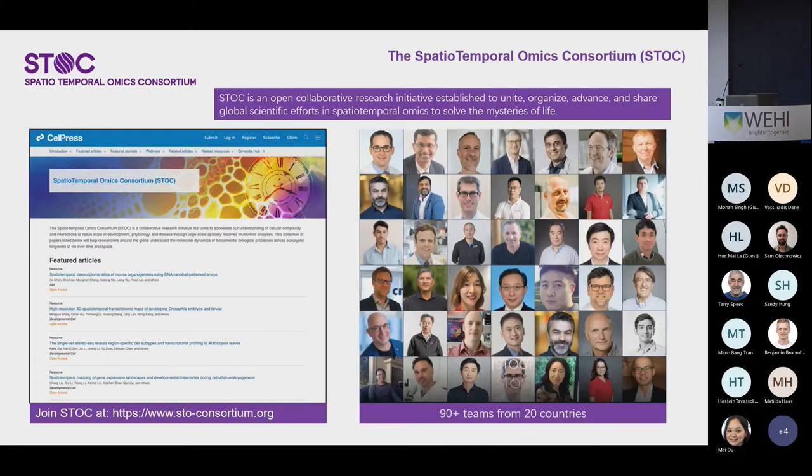So this consortium is called the Spatial Temporal Omics Consortium, and it's basically an open collaborative research initiative specifically focusing on spatial temporal omics. You could think of it as kind of like a human cell atlas, but with a lot more of a spatial temporal omics focus. And we have a bunch of collaborations around the world with some of the top scientists.